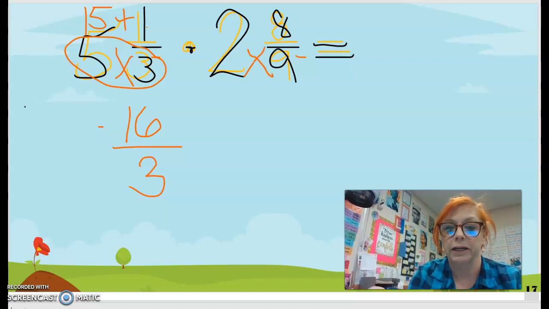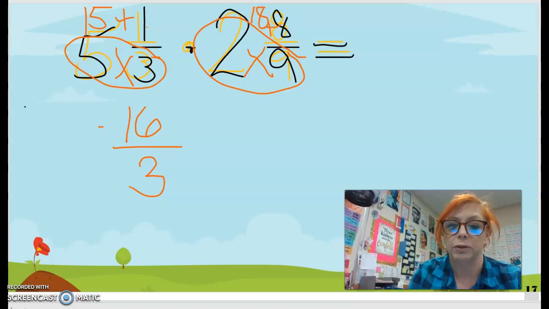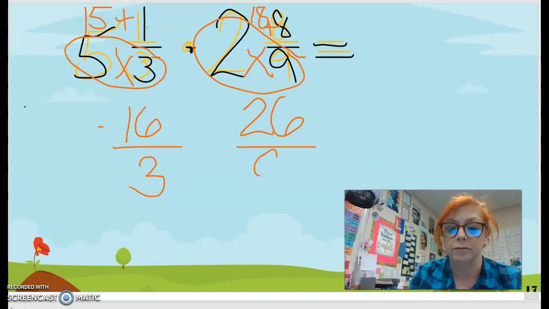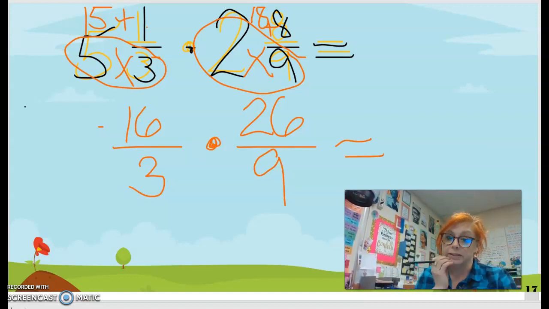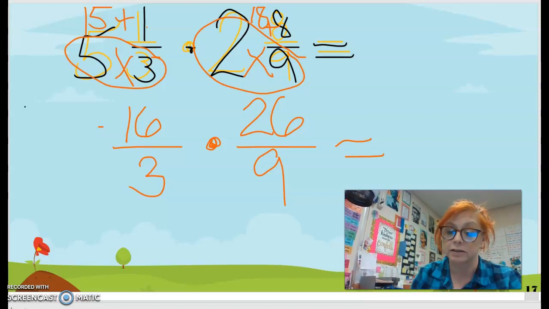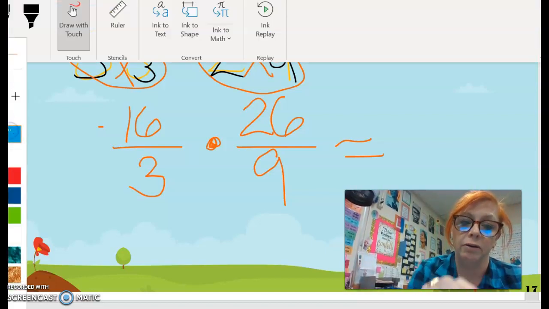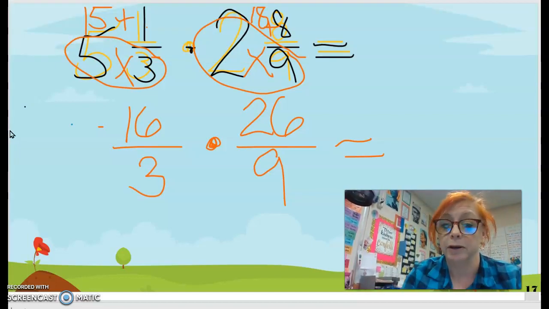Now let's do this one. First we multiply this: 2 times 9, that's 18, plus 8, that's 26. And my denominator will be 9 because it's exactly the same. Now we can multiply. You might be sitting here thinking, ooh, I can't do 16 times 26. Well, if that's tough for you, you can always come over here and do partial products.